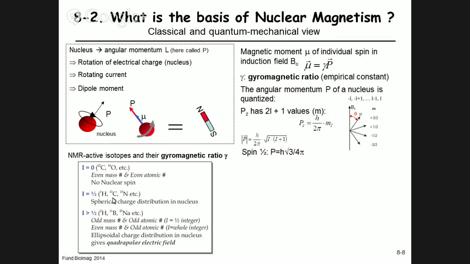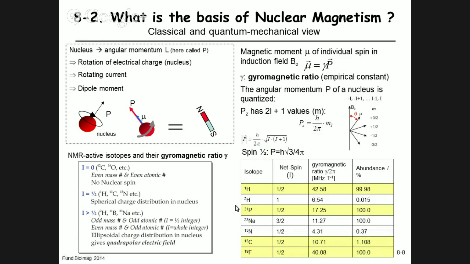They have a spherical charge distribution in the nucleus. And then we have the nuclei with an angular momentum number bigger than 1/2. They have an ellipsoidal charge distribution in the nucleus. They are what we call the quadrupolar nuclei. So they have actually inside an electrical field in the magnet and in the nucleus. And there are some rules. If you have odd mass and odd atomic number, then they are a multiple of 1/2. If they have even mass and odd atomic number, then I is an integer. This is just for completeness here. We're not going to really talk about these nuclei here. A big example that is often used is sodium 23, and another one is deuterium.